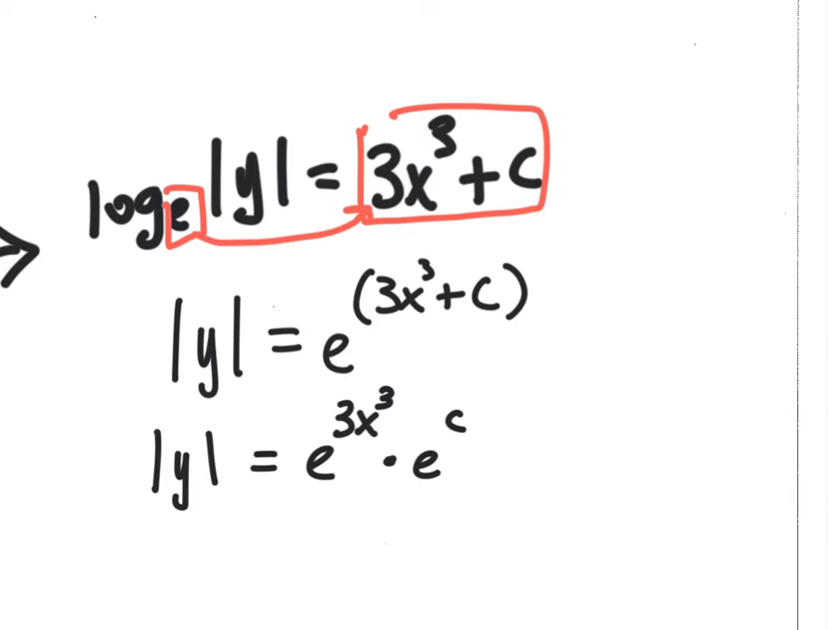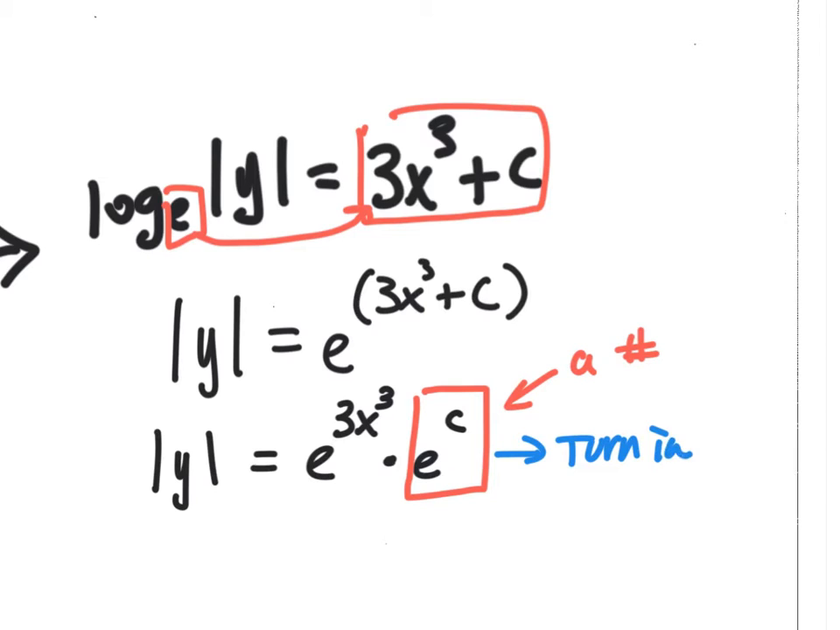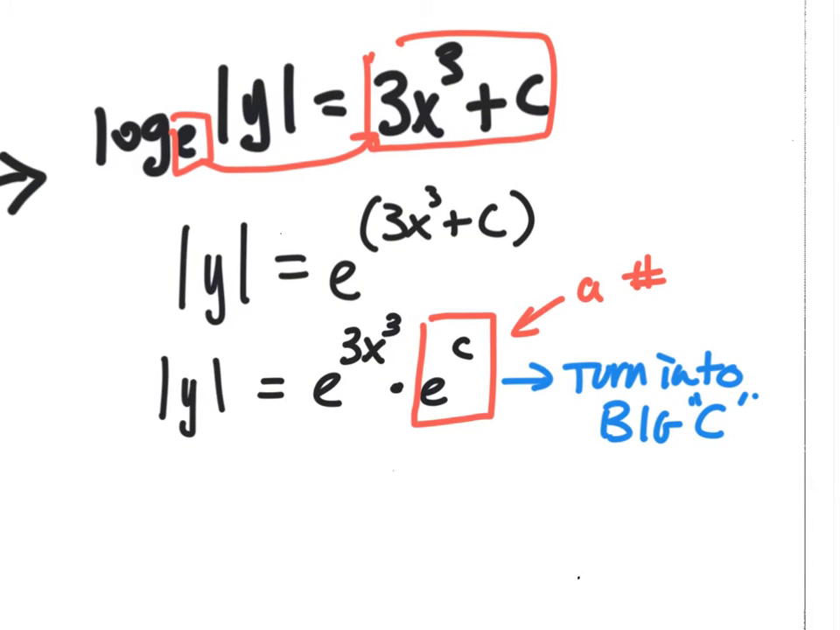Now here's the issue: e to the c is a number. Because c is an arbitrary constant, if I take e to the c, this is still going to give me some arbitrary constant. So I'm going to turn this into big C, quote unquote. What I do is take that e to the c and make that my big C, and I'm going to put that out here.